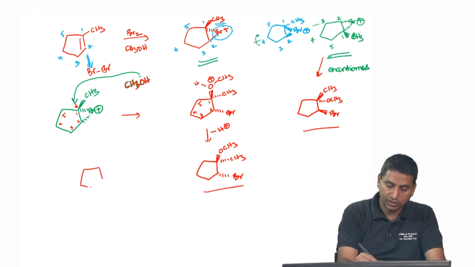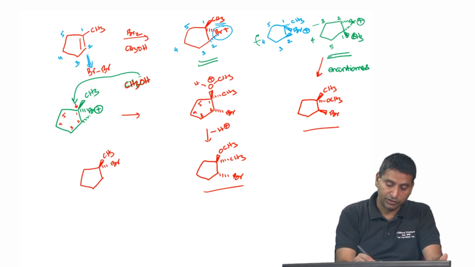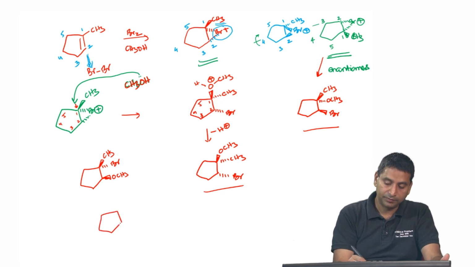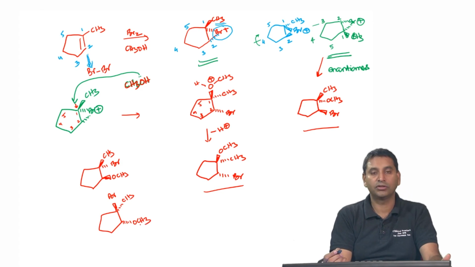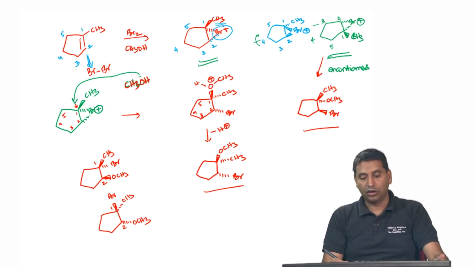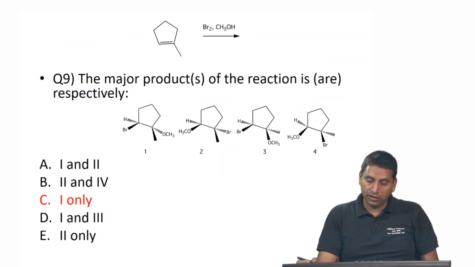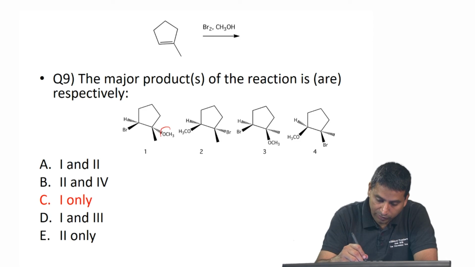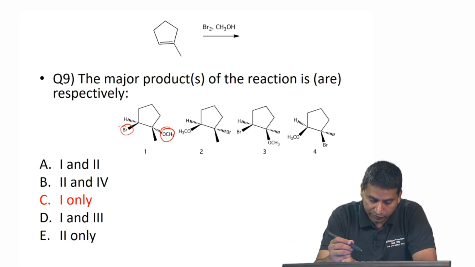Now, let us look at the other possibility where the methanol attacks from the opposite face on the other carbon. So, you will end up with this product and these two products you will end up with if the methanol attacks on carbon 2. Okay. So, now let us look at the choices that we have. The OMe over here, Br over here. So, here the relative stereochemistry is absolutely correct and we would expect that this product would be formed.